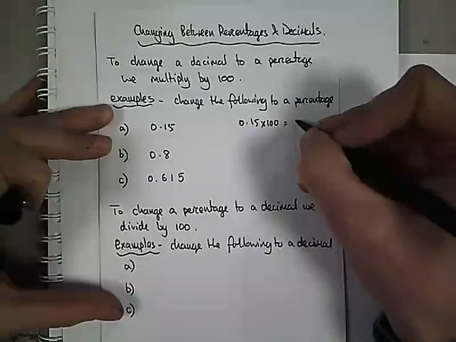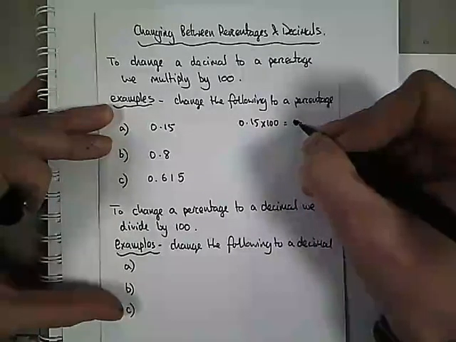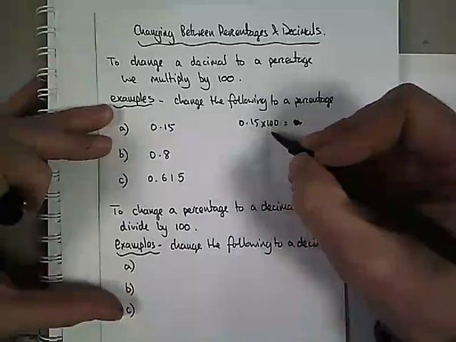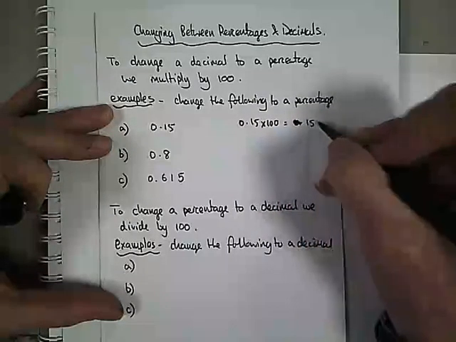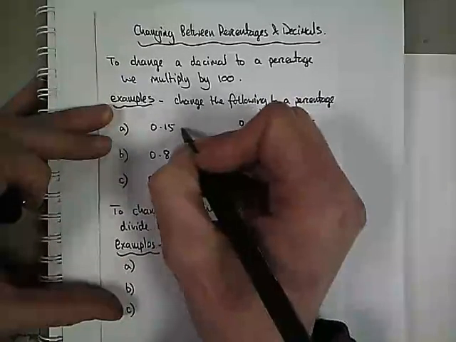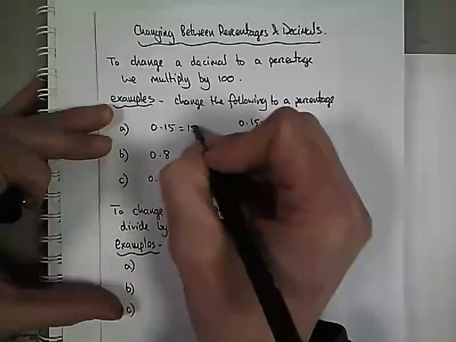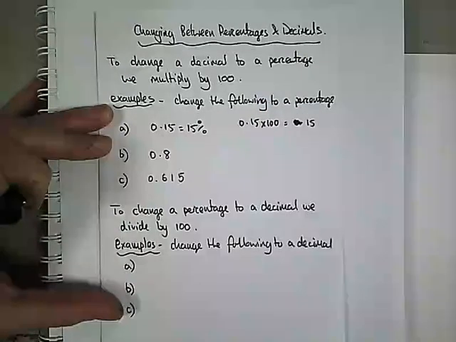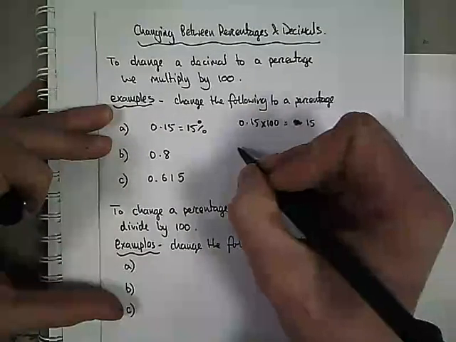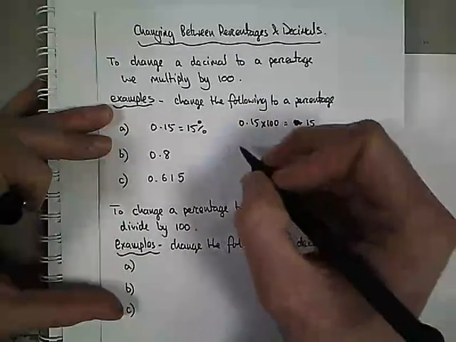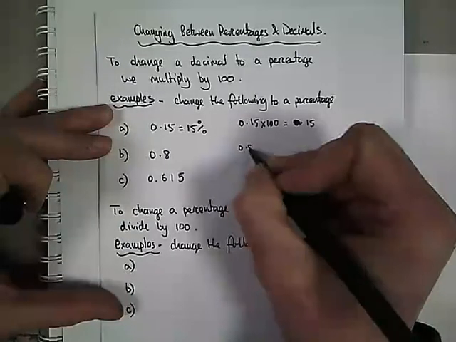So it's equal to 0.15 times 100 is equal to 15. So 0.15 is the same as 15%. Okay, we need to do the same for the second one. So we're changing 0.8 to a percentage, so we need to do 0.8 times by 100.